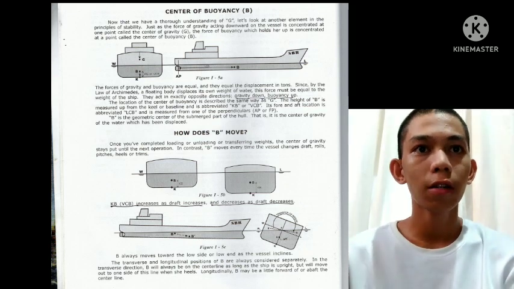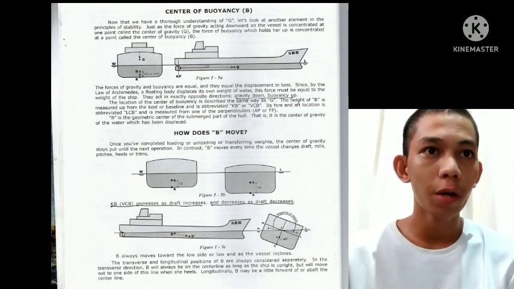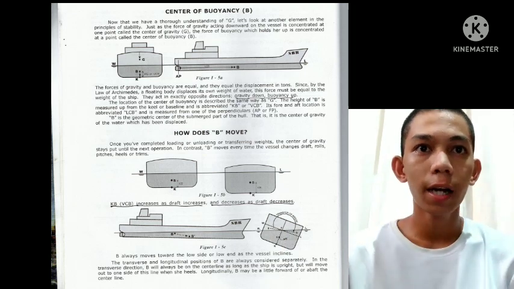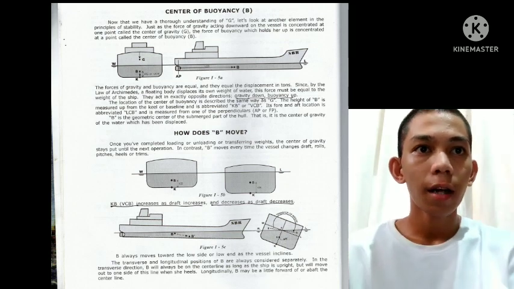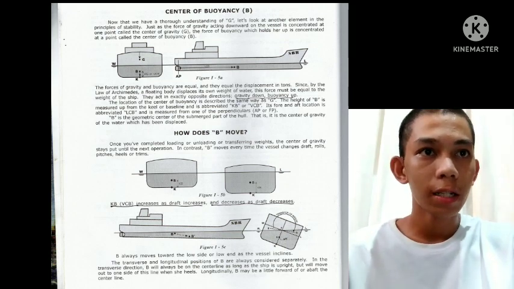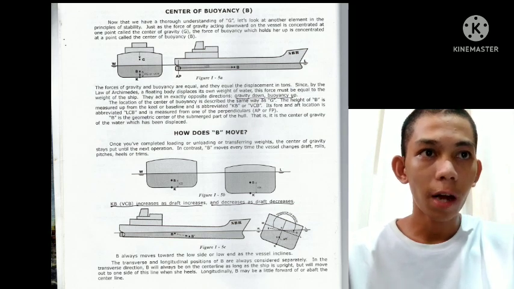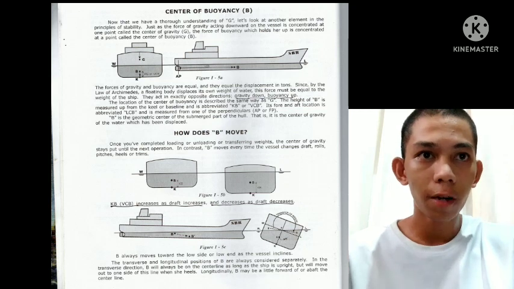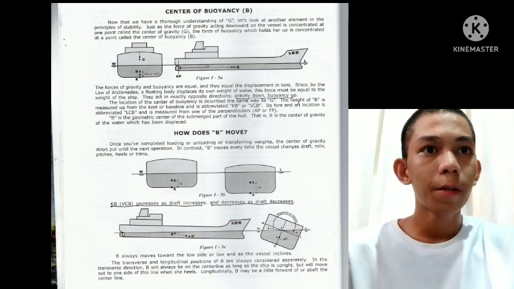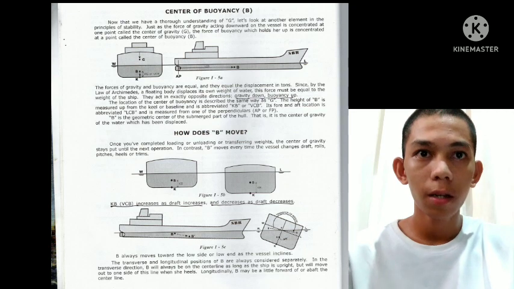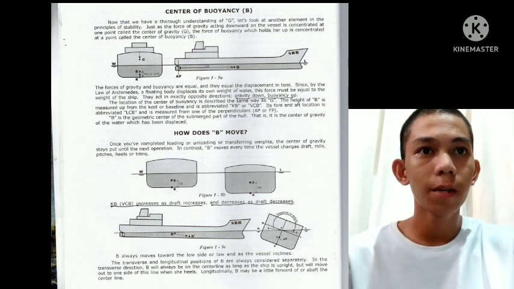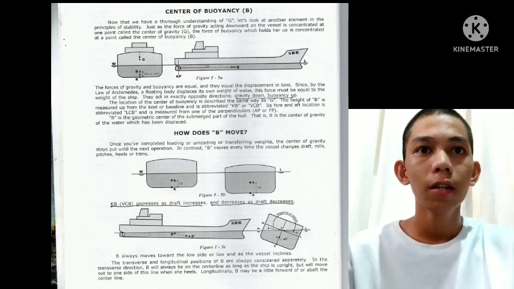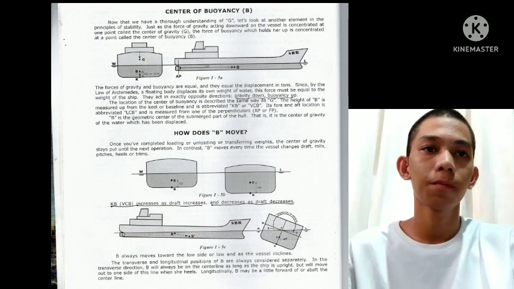The location of the center of buoyancy is described the same way as G. The height of B is measured from the keel or baseline and abbreviated KB or VCB. Its fore and aft position is abbreviated LCB and is measured from one of the perpendiculars. B is the geometric center of the submerged part of the hull. That is the center of gravity of the water which has been displaced.